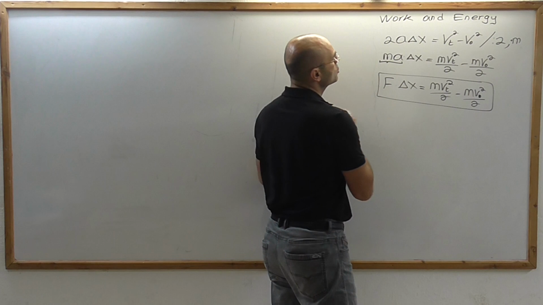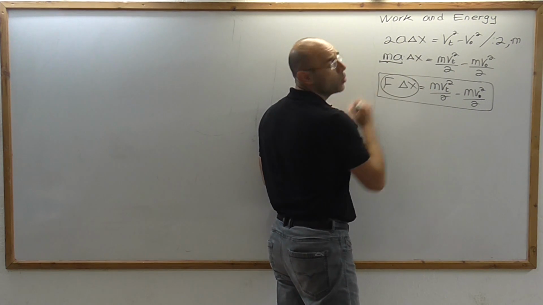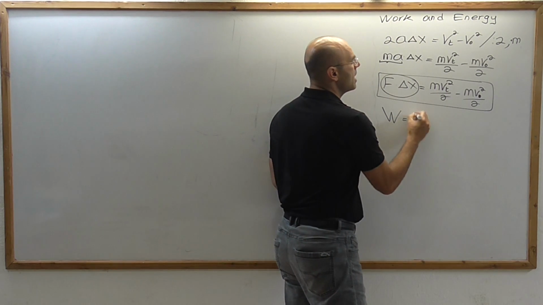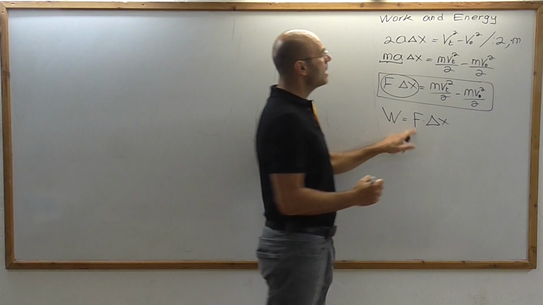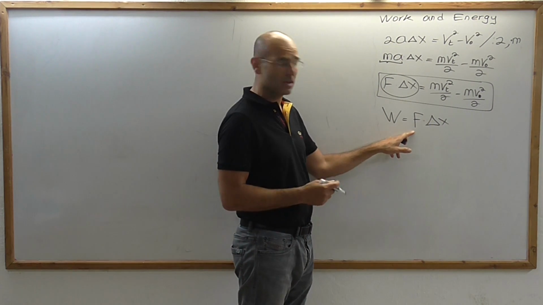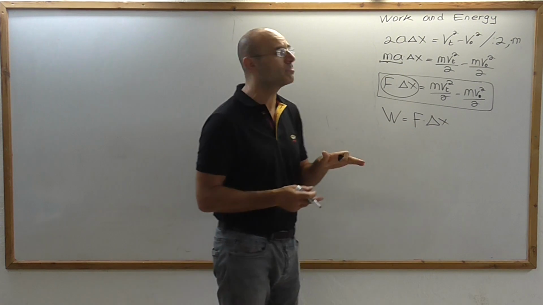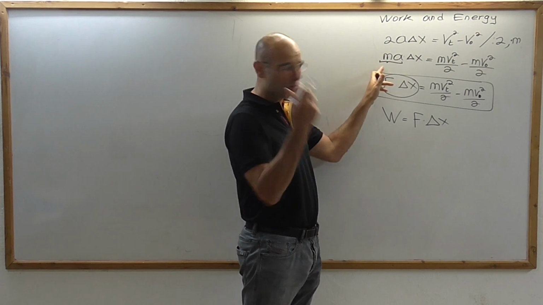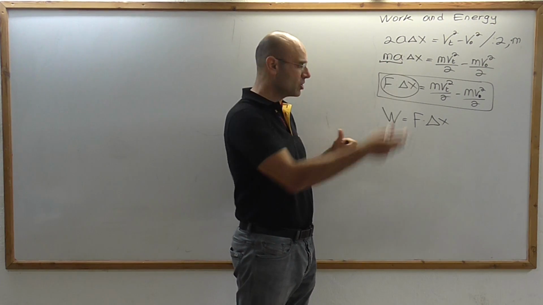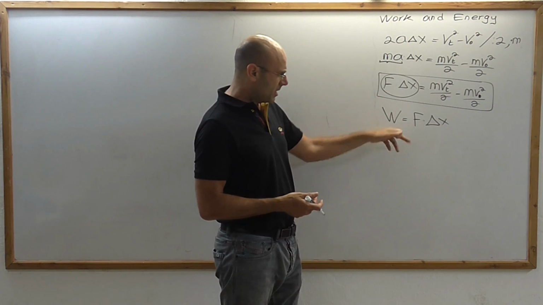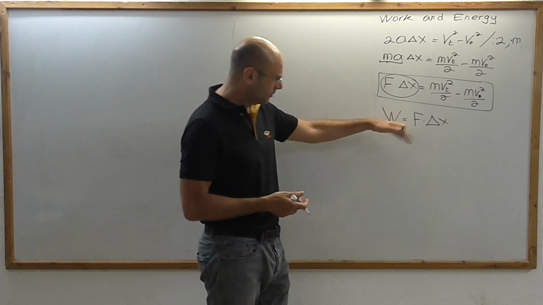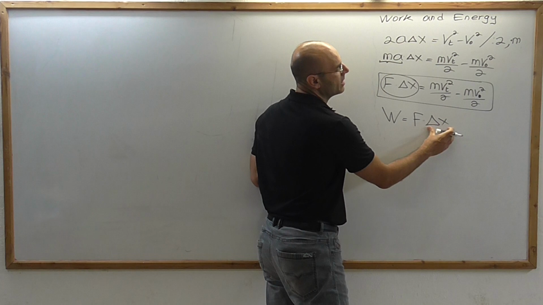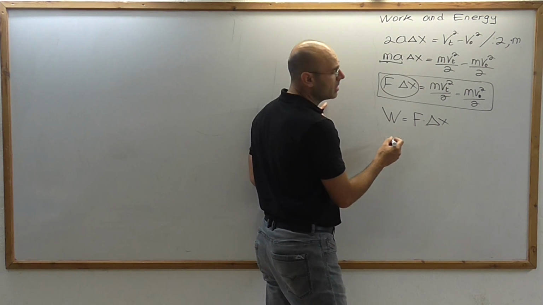Now let's define some things. Let's call this work, with the letter W, which is F multiplied by delta x. And when I write F, it means the total force applied on the object, and this force must be in line with the acceleration, because it came from ma. I'll talk about it later, just write it down first. W is F multiplied by delta x.